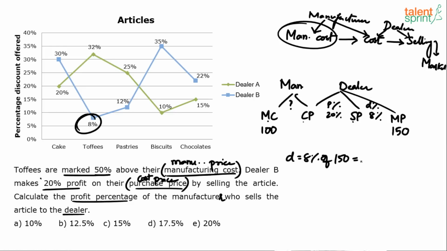8% of 150 will be what? 12 rupees. Implies what is the selling price? Selling price will be 150 minus 12. You don't have to write these steps. I'm just writing so that all of you can understand the calculation. So the selling price is 138.